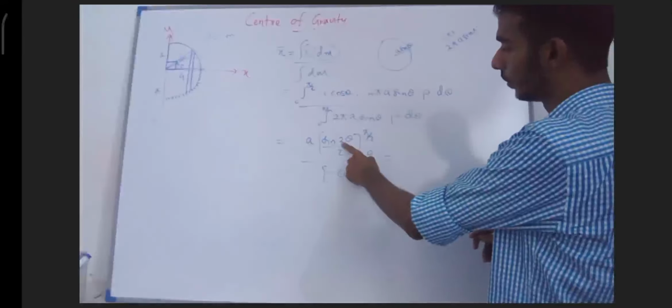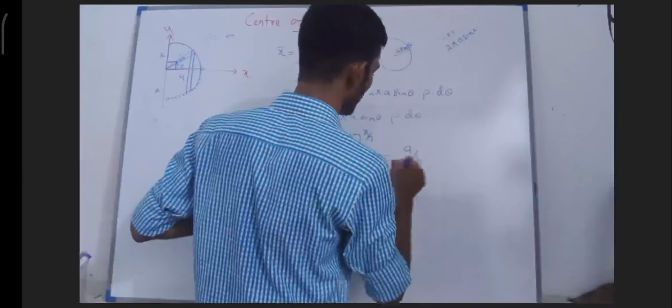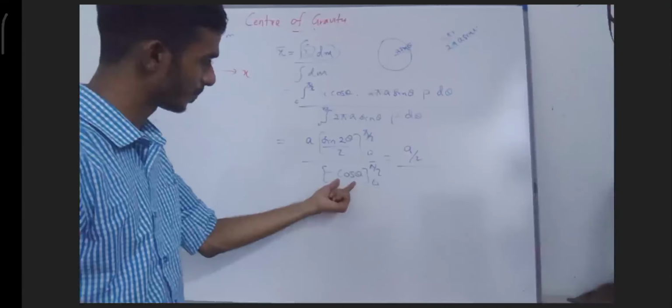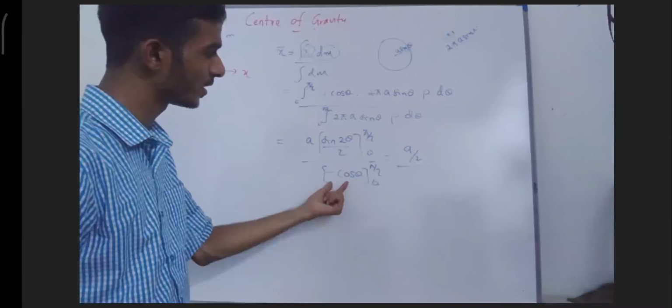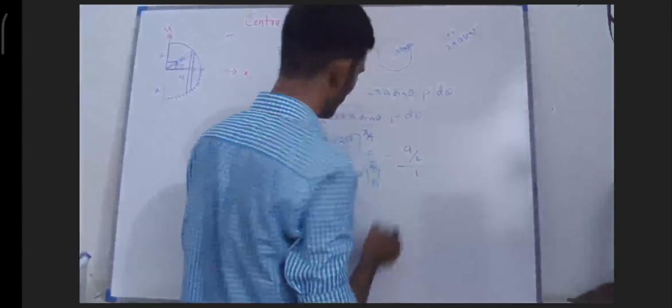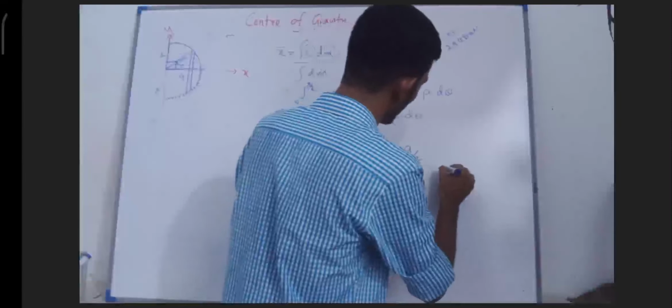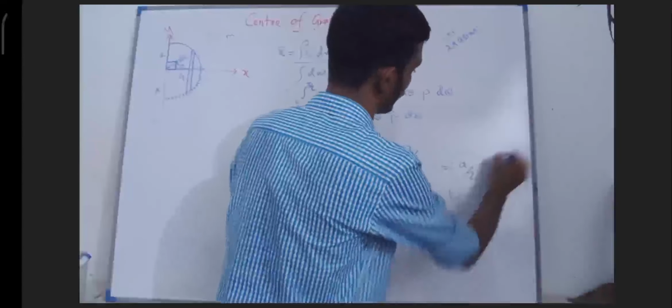Right. Now just substitution. So sin pi by 2, it will be here sin pi by 2. So sin pi by 2 is equal to 1. So A by 2. Here we have minus cos pi by 2, which means 0. Then cos 0 minus into minus 1, so it will become 1. Okay, minus 0 minus 1, so it will be 1. So the answer would be A by 2.